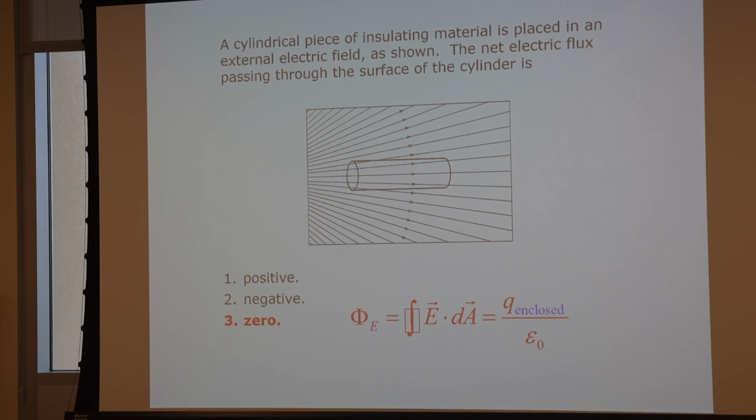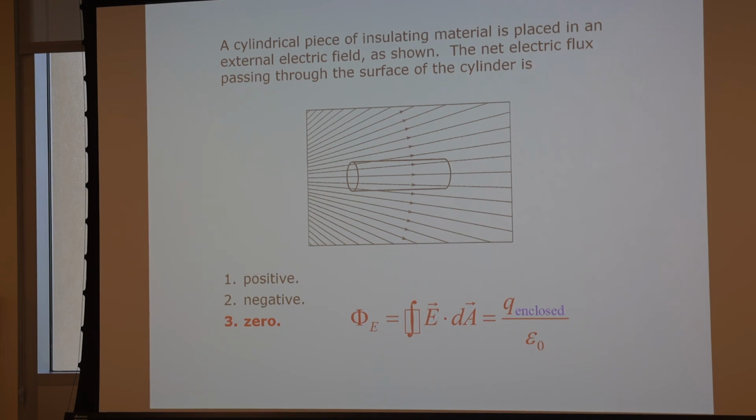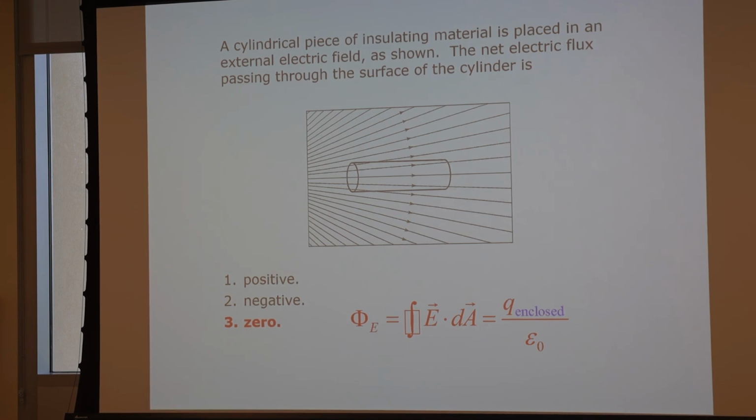Okay, so what we're going to do now, we're going to use Gauss's law to calculate E fields. Now, something you have to be careful about. Gauss's law is only going to allow us to calculate the magnitude of the E field. We have to figure out the direction, which is usually not so difficult, right? In fact, usually it's trivial. So just remember that, magnitudes only.